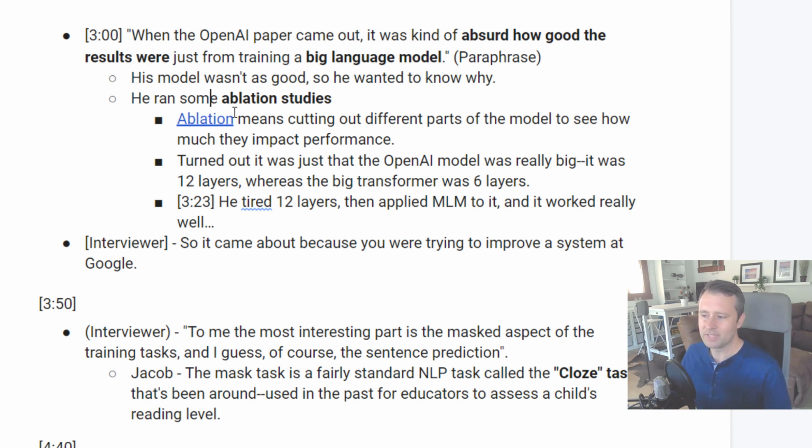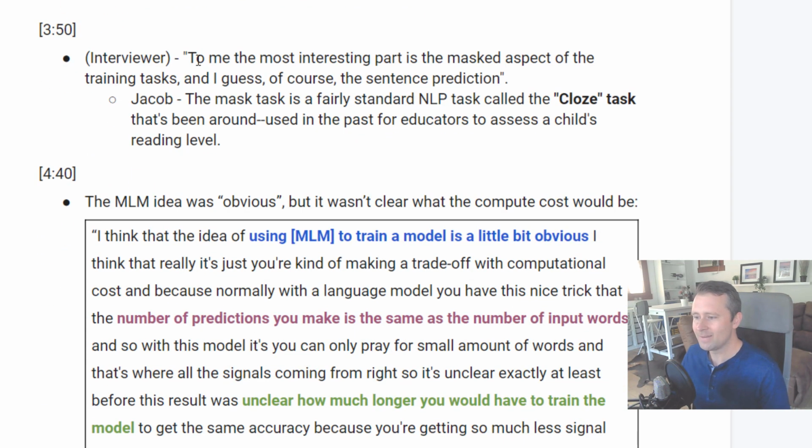So he did some ablation studies, which just means taking out different pieces of the model to see what the most important aspect of it is. And it showed that the key was just that it was really big, that it had 12 layers and larger embeddings. So he tried upping the scale of his masked language model, and it worked really well, obviously. And so it seems like, all right, it was really genius to apply the MLM technique. And he has some interesting stuff to share there too.